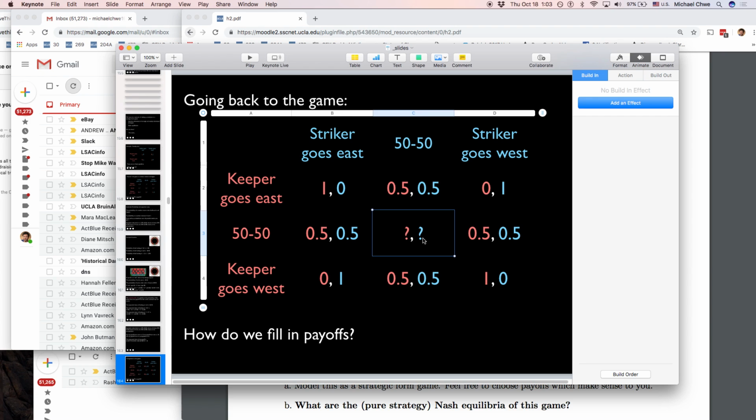Is it 0.5? It's 0.25, right? It's a half times a half. Make sense? So if the keeper goes east half the time, west half the time, and the striker goes east half the time, west half the time, with probability a half times a half, 1/4 will end up here. So the keeper gets, with probability a 4th, a 1. What's the probability this happens? Also a 4th. What's the probability this happens? Also a 4th. The probability this occurs as well? Also a 4th. Make sense?